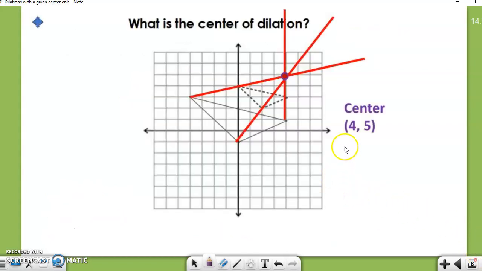Okay, here, if I'm being asked how to find my center of dilation, I'm just going to take my corresponding points, such as this point corresponds to this one, and draw a line through it. I'm going to take this corresponding point and this corresponding point, and draw a line through it. Same here. Take my corresponding points and draw a line through them. Where all the lines intersect, that is my center of dilation.